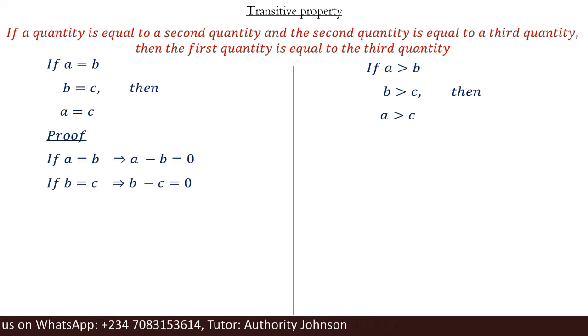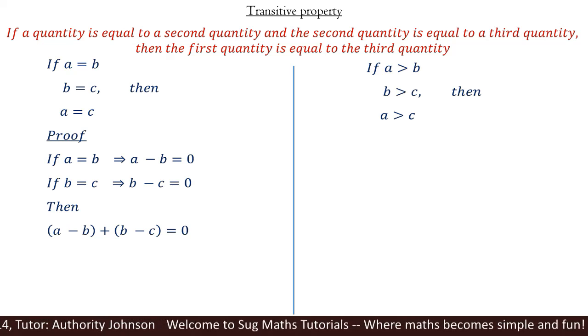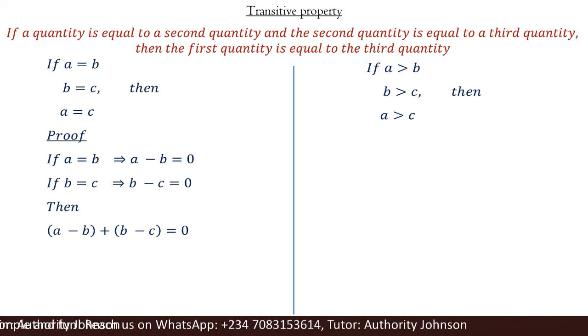So it implies that if you subtract C from B, which is B minus C, it's going to give you 0. Now, let me show you something. We said A minus B is 0, and B minus C is 0. So when you add A minus B, that is 0, plus B minus C, that is 0, it is still going to give you 0. When you add these two zeros together, you get the same 0.